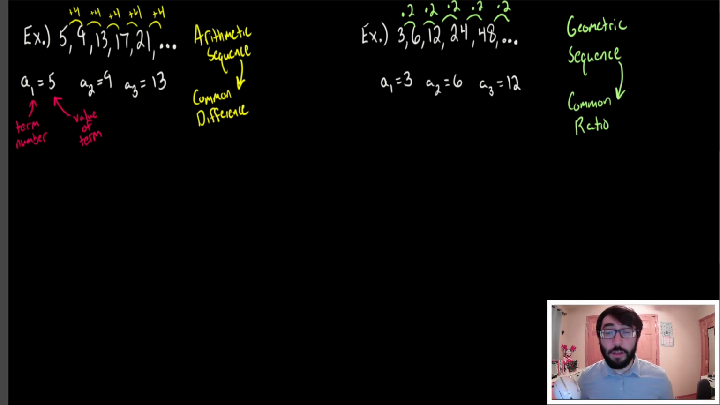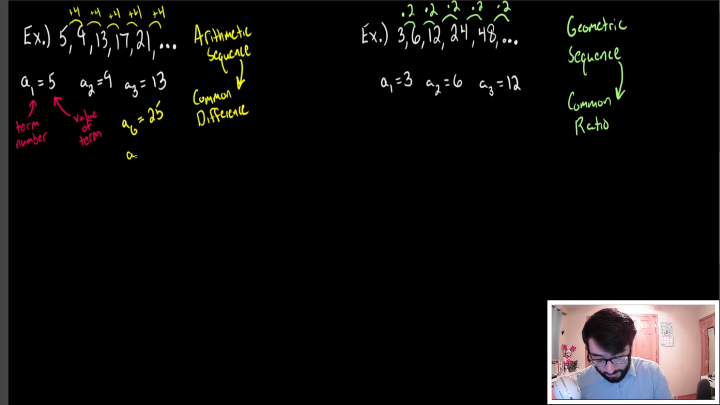Now, if I wanted to, I can continue to find more and more terms for each of these particular sequences. For this arithmetic one over here, we ended with the fifth term, but notice it's just going up by 4 every single time. We're just adding 4. So I can quickly determine that the sixth term would end up being 25.